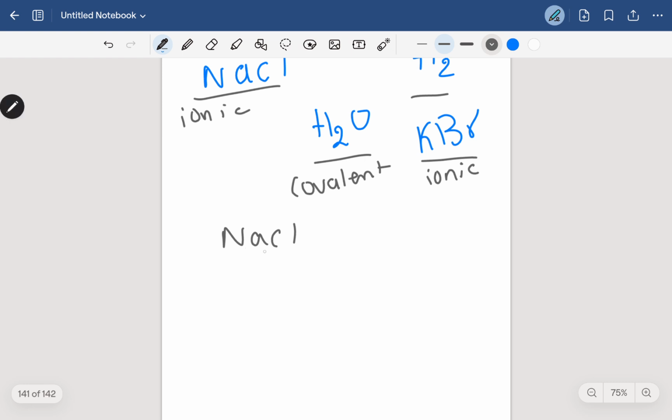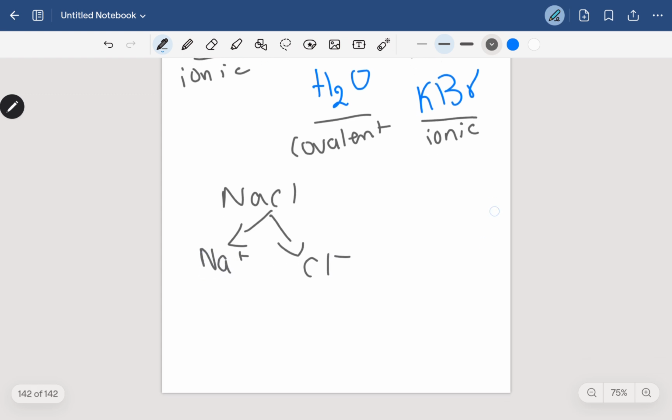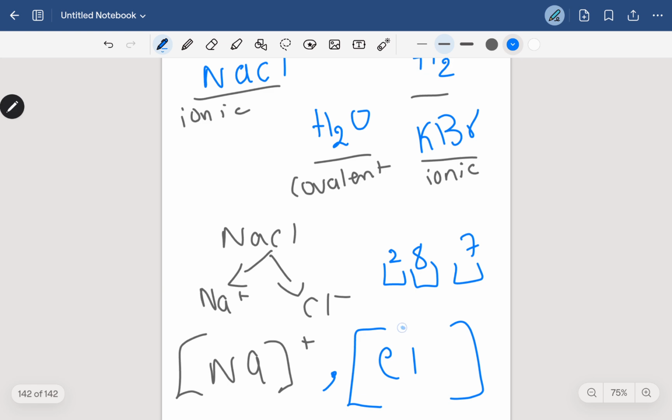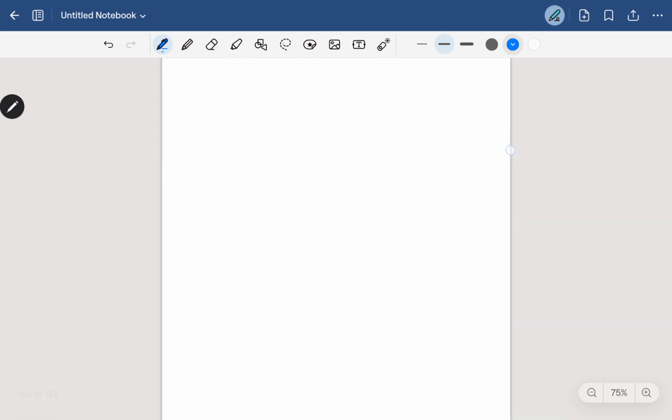So as we said, Na and Cl are ionic, so we split them into their ions, which is Na plus and Cl minus. Now Na, we can write it like this, Na plus. However, Cl minus, since it's gaining an electron, and this electron does not belong to Cl, we have to denote it like this. We know that Cl has an atomic number of 17, so its electronic configuration is 2, 8, 7. So it's going to have 1, 2, 3, 4, 5, 6, and 7, and then 1 that doesn't belong to it. And we do not forget to put the charge, which is minus. This is how we represent ionic bonds.